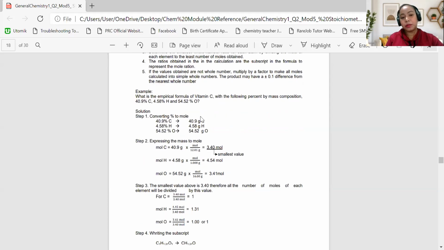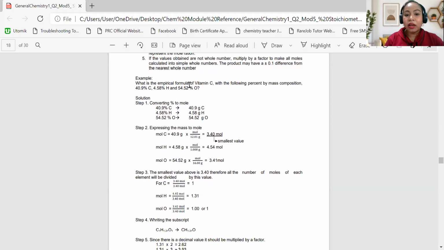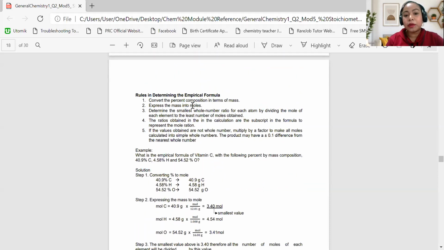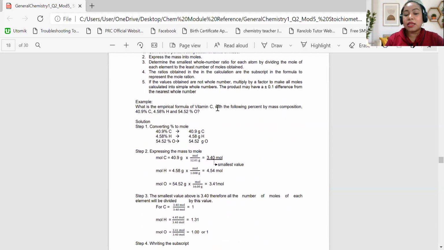So say for example, what is the empirical formula of vitamin C, with the following percent by mass composition: 40.9% carbon, 4.58% hydrogen, and 54.52% oxygen. So the first step of the solution is to convert the percent composition in terms of mass. So if we assume that our mass is 100 grams.